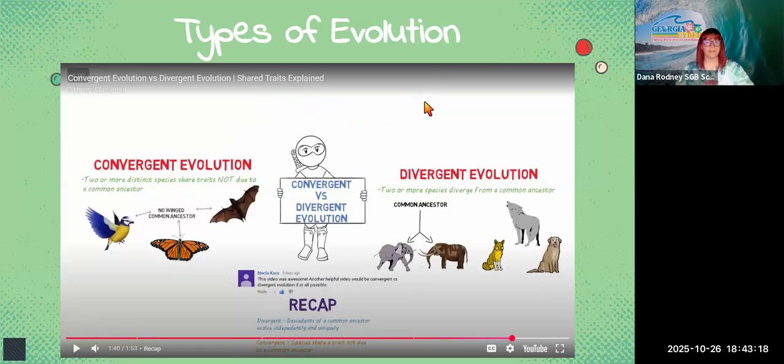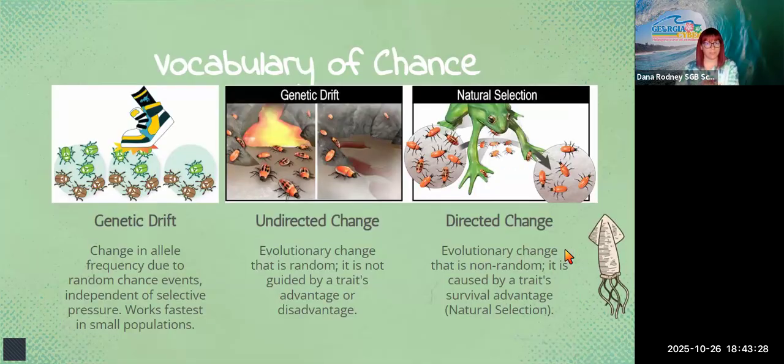All right, you guys. So next up, we're going to go over a couple of vocab terms. One of them is genetic drift. Genetic drift is just the change in allele frequency due to random chance events. These are things that don't have anything to do with natural selection. And genetic drift tends to work best in small populations.